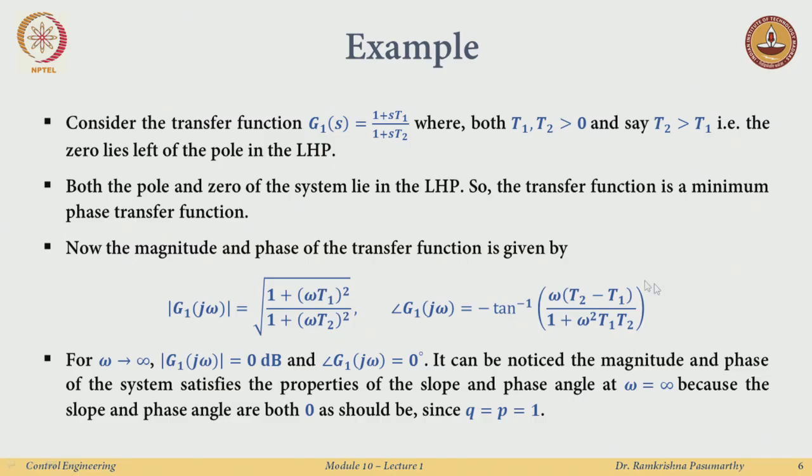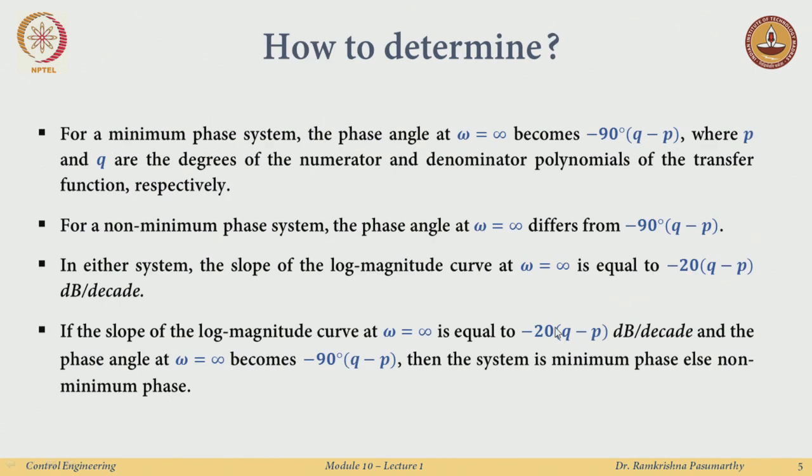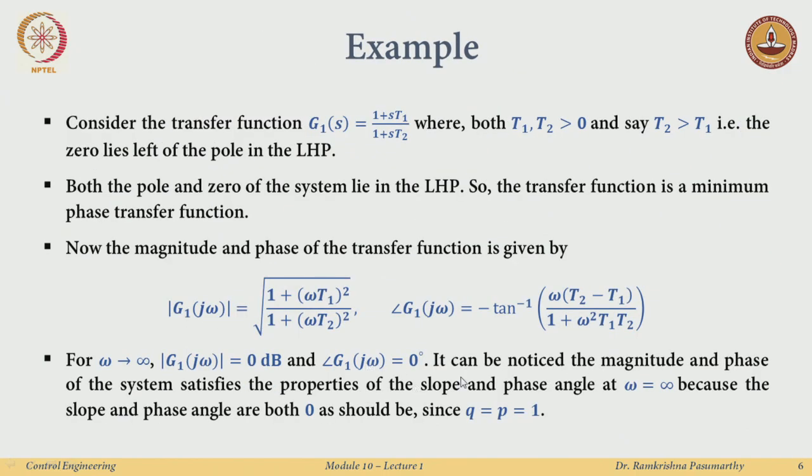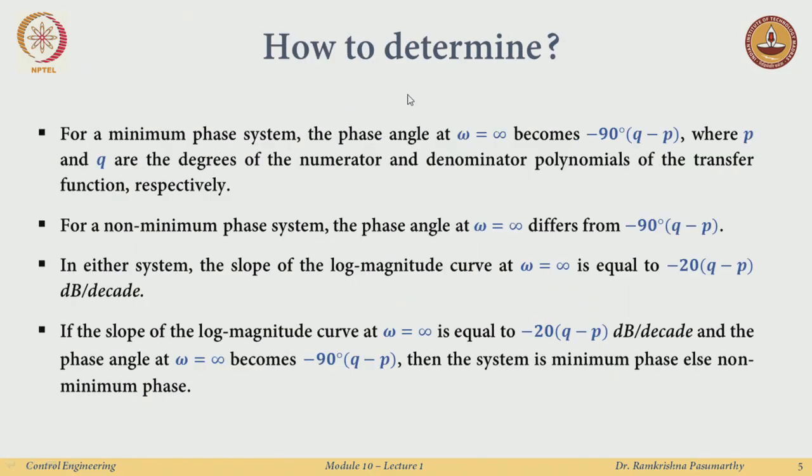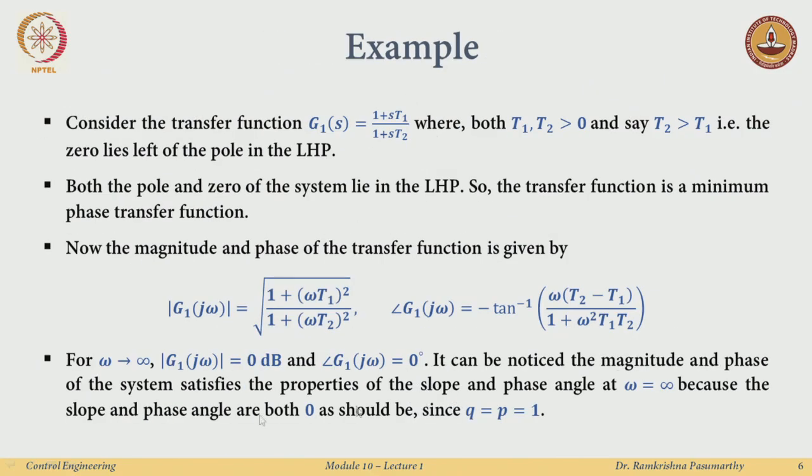What happens to the angle? As omega increases and goes to infinity, we can see that the angle goes to 0. Now, is this consistent with the definition here? The angle should become minus 90 (q minus p). Q minus p is 0, therefore the angle contribution should be 0. So based on these observations, we can notice that the magnitude and the phase satisfy the properties of a minimum phase system, both the magnitude criterion and the phase criterion.